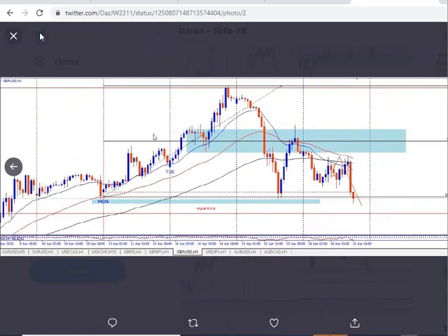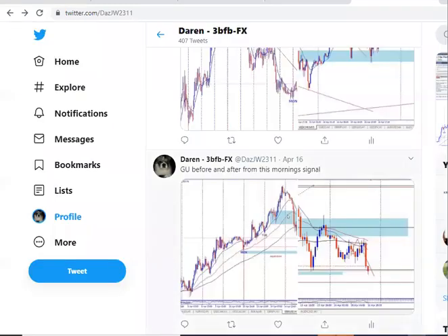That was the only trade I took, unfortunately. It was the first signal, only staying to one to two trades max per week.